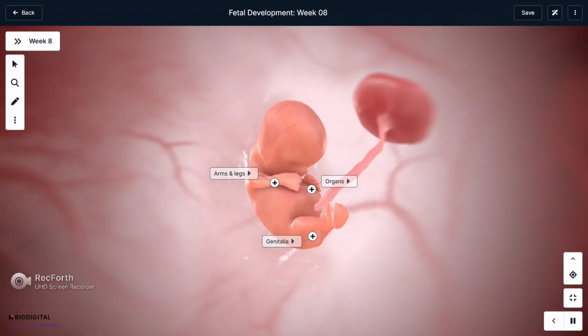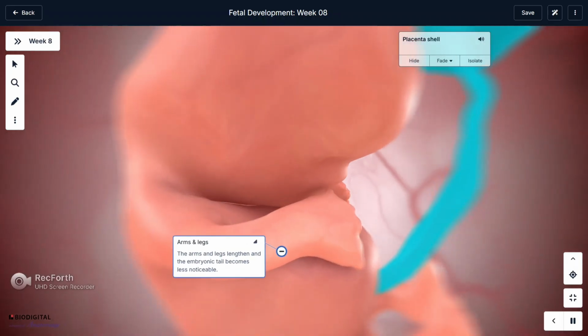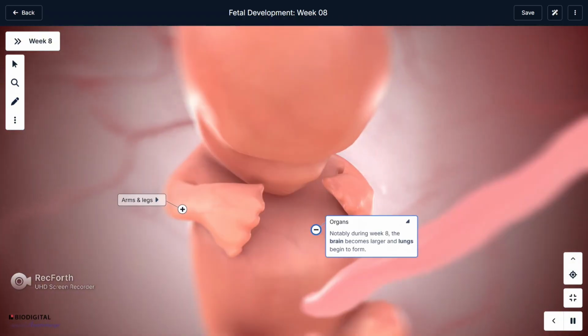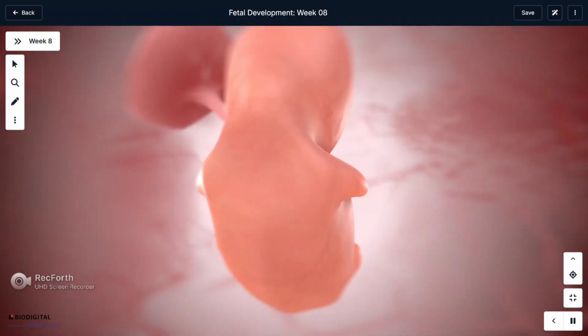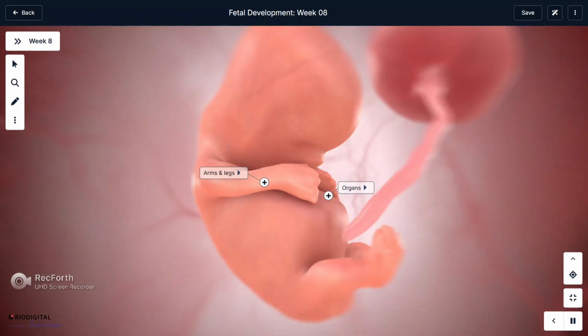And by week 8 of its development, the arms and legs lengthen and the embryonic tail becomes less noticeable. Notably, during week 8, the brain becomes larger and lungs begin to form. During approximately weeks 7 through 14, the reproductive organs and external genitalia develop. During week 8, testes or ovaries have formed. So this is its development at week 8.